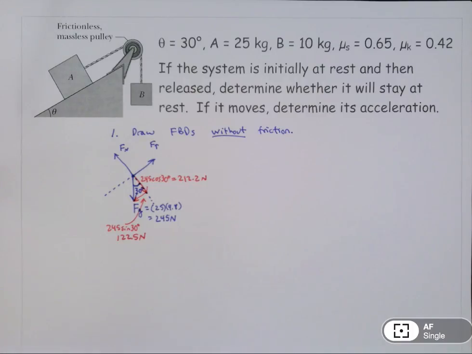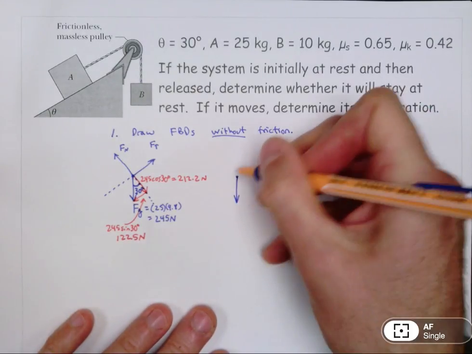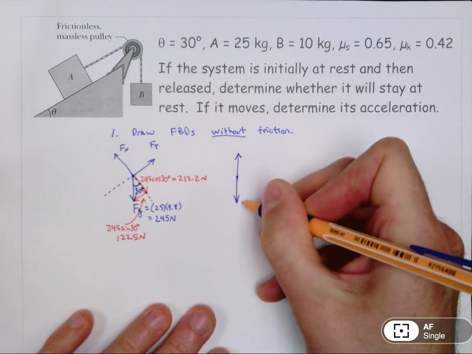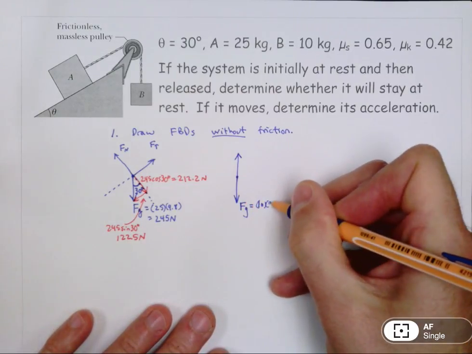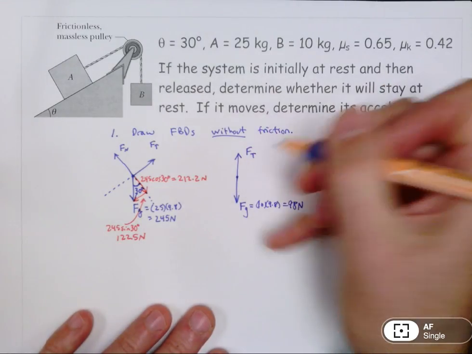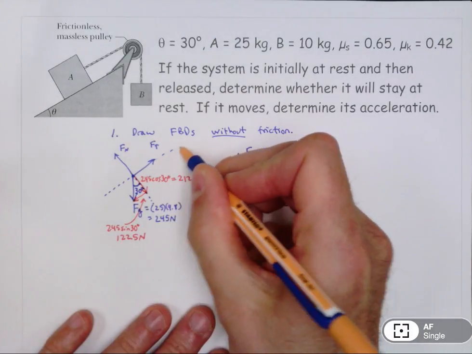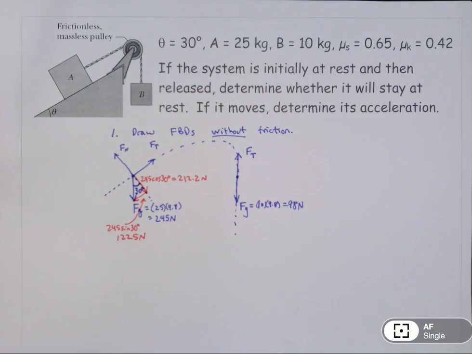So without friction, that is the complete diagram for the block that's on the incline. The block that is hanging is much easier to deal with. That just has its force of gravity, which is 10 times 9.8, or 98 newtons, and the tension force. Remember, in a pulley problem, these two items are connected. And so here comes really our next step. We want to find out which way this has a tendency to move.